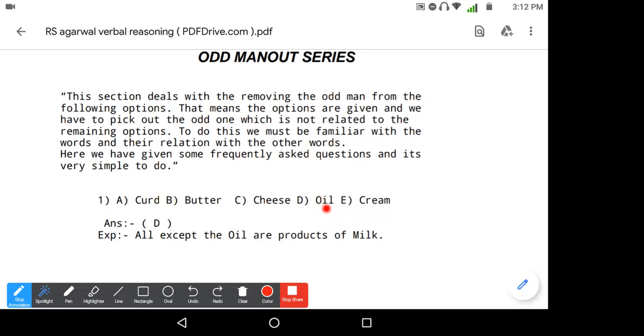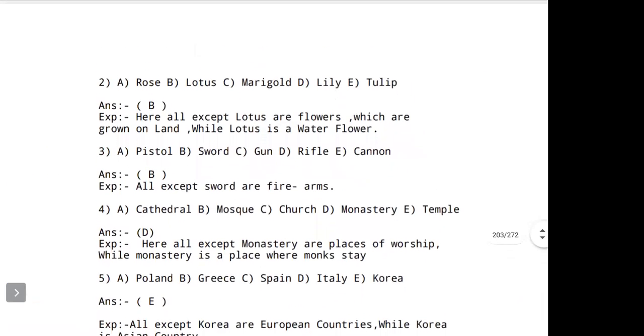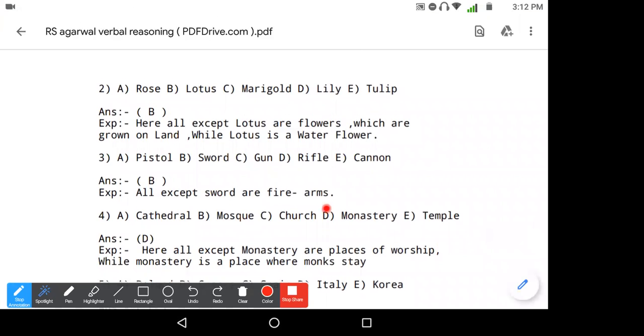Now let us see the next question. Rose, lotus, marigold, lily, tulip. Now, rose is grown on land. Lotus is a water plant. You can see lotus where? In the water. It will be in the lake, because in flowing water you cannot find lotus. You're supposed to have stagnant water. Okay, so you can find lotus in the lake.